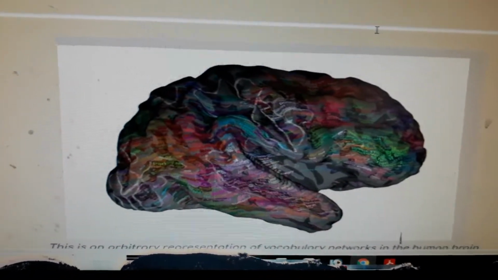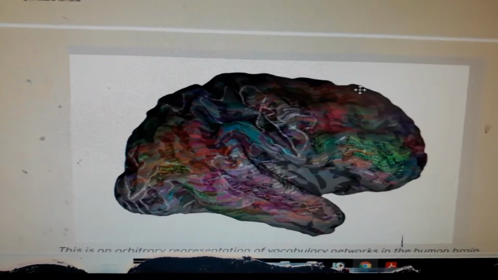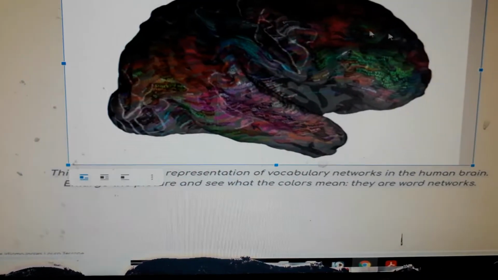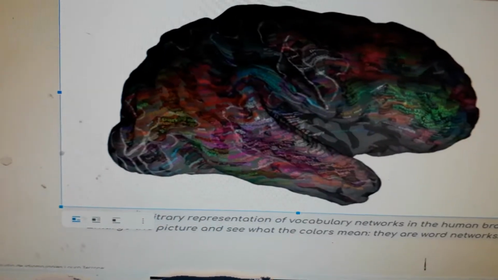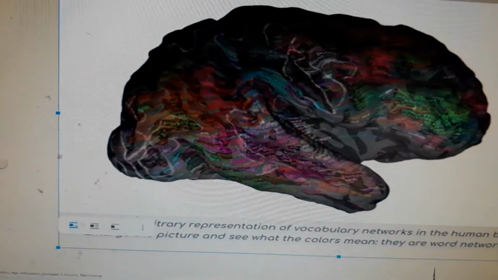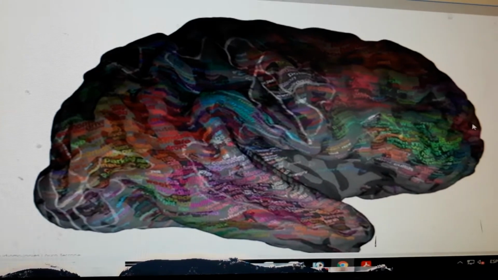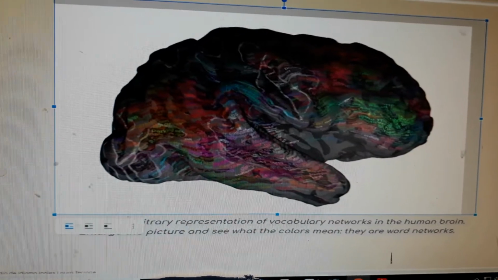What do you see here? It's a human brain. Obviously, this is an arbitrary representation. Our brains are not so colorful. But let's enlarge the picture a little bit and see what we get there. Why are there different areas in colors? Oh yes, these are words. Our brains learn by association, and that association is by topic, right?